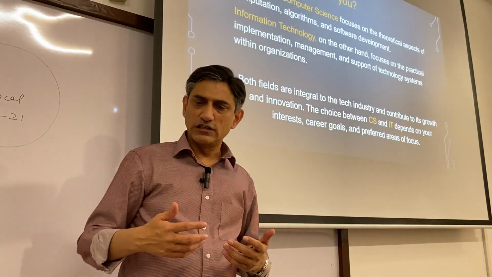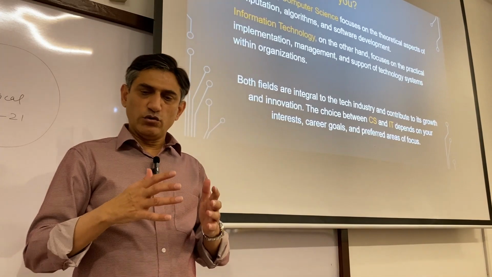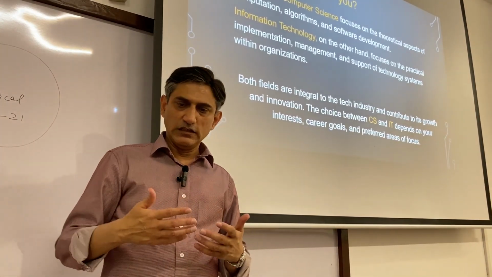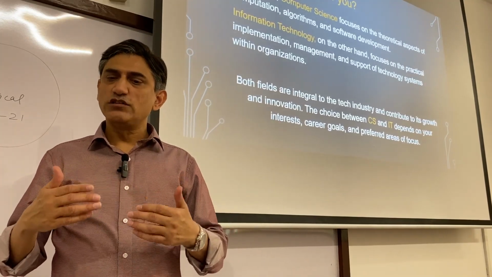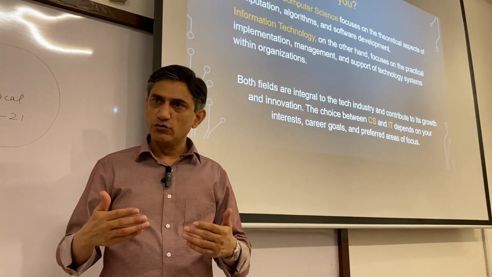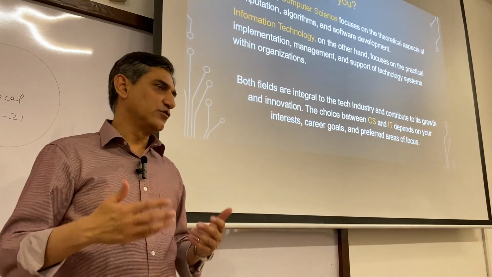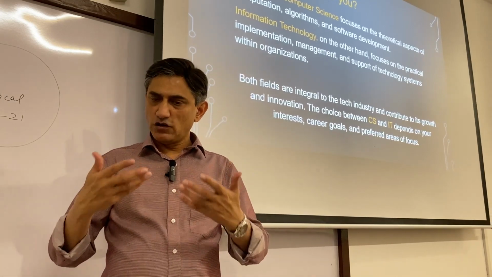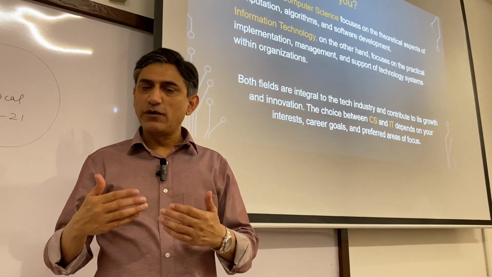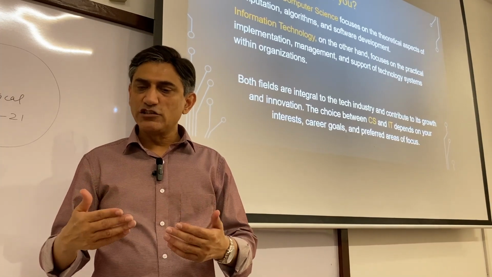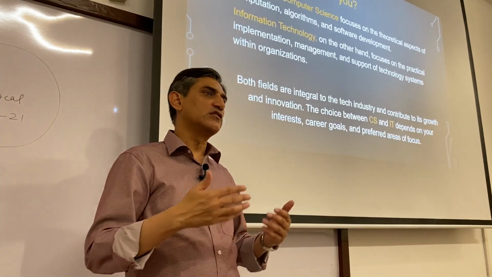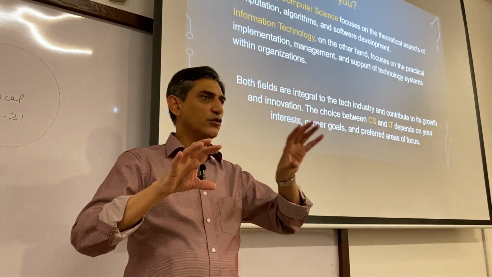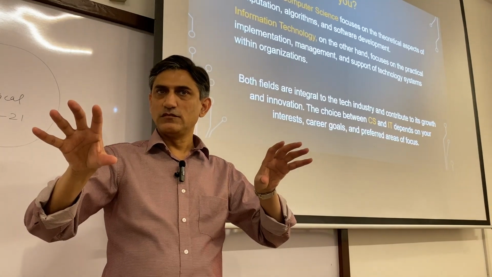And we'll just continue with this discussion a bit more. So, in terms of defining both, in summary, computer science focuses on the theoretical aspects of computers, algorithms, and software development. Whereas information technology, on the other hand, focuses on the practical implementation, management, and support of technology systems within organizations. Both have their own specific roles.